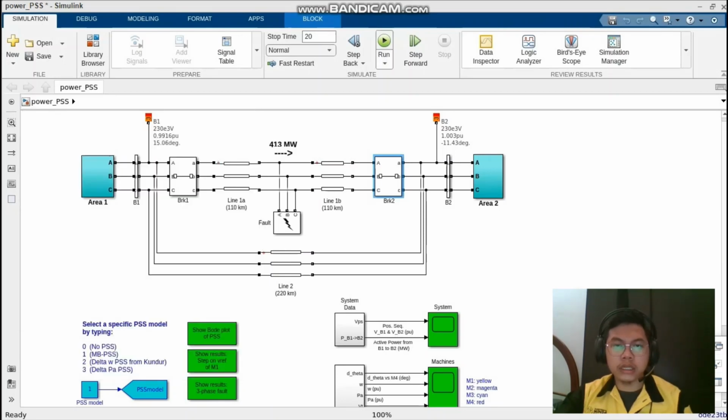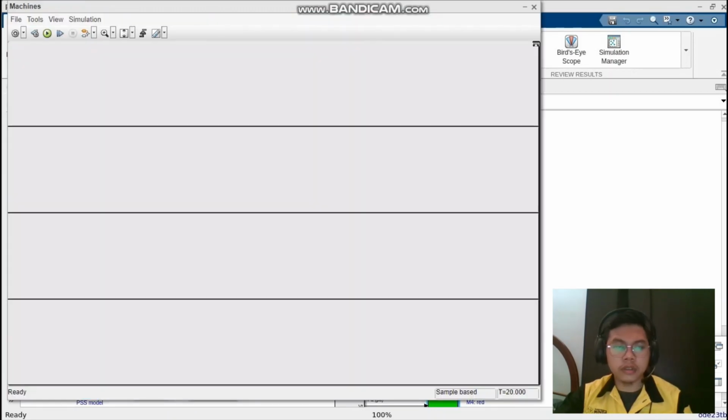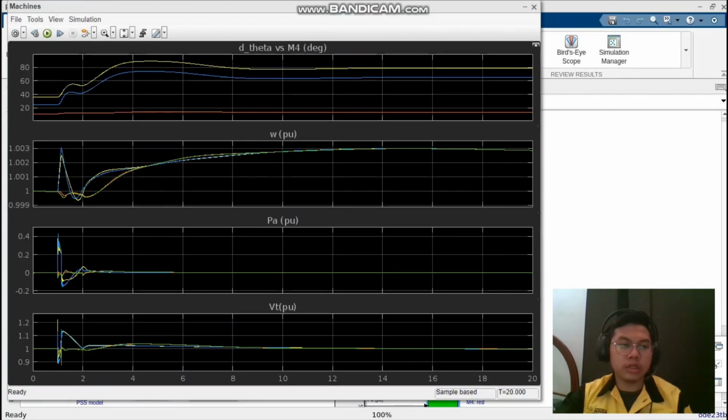So after we run this program, we will get this graph. Based on this graph, we can see that from 0 seconds until 1 second the system is stable, between 1 second and 2 seconds the system becomes unstable, and after 2 seconds the system gradually becomes stable. This is due to the temporary voltage fault that occurs at bus 11.